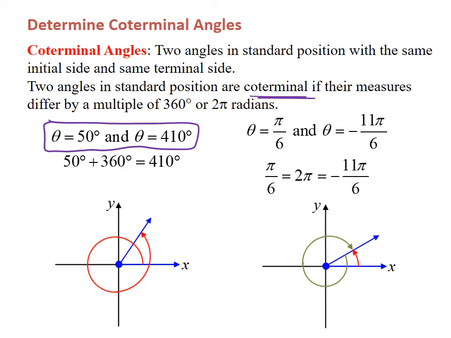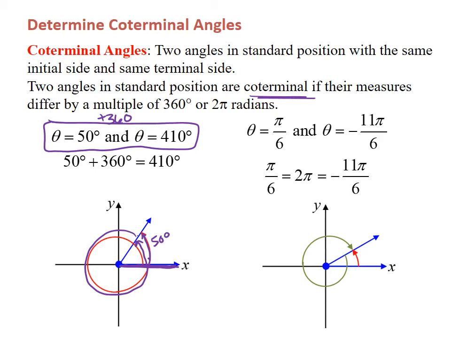these are known as coterminal angles because 50 degrees, if I add 360 to that, I will get 410. That means these angles are basically the same, because if I were to sketch them, here's the initial side, this angle measure is 50 degrees. But if I go around an additional 360 degrees, I will get to the same terminal side.